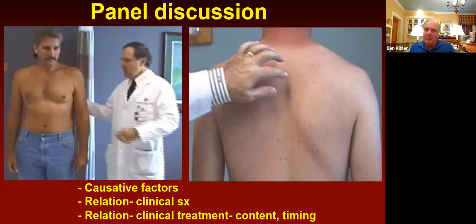Okay, what about the thrower here? The other thing about rotator cuff: did the rotator cuff cause the dyskinesis, or did the dyskinesis cause the rotator cuff problem, or does it make any difference?